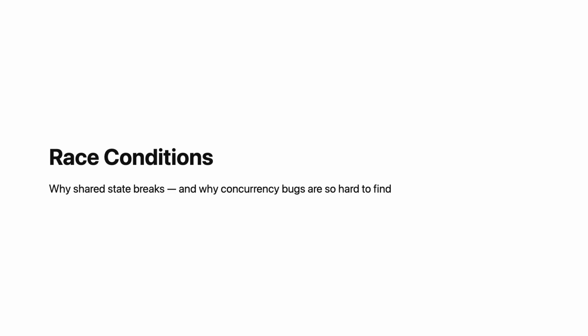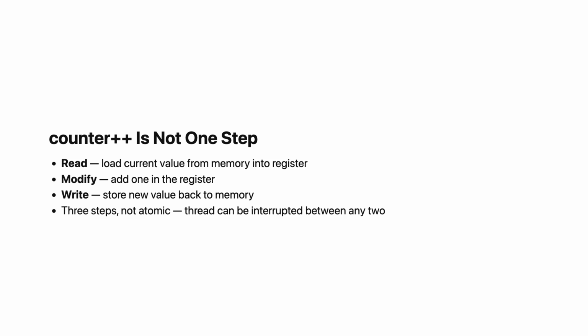Let us start by understanding why counter++ is not as simple as it looks. When you write counter++, it looks like one operation, but it is not. The CPU has to do three things. First, read the current value of counter from memory into a register. Second, add 1 to that value in the register. Third, write the new value back to memory.